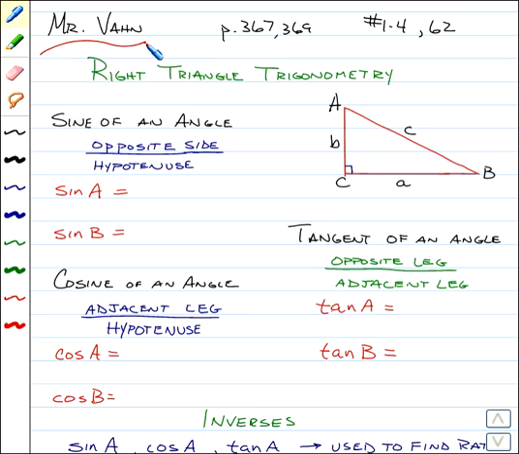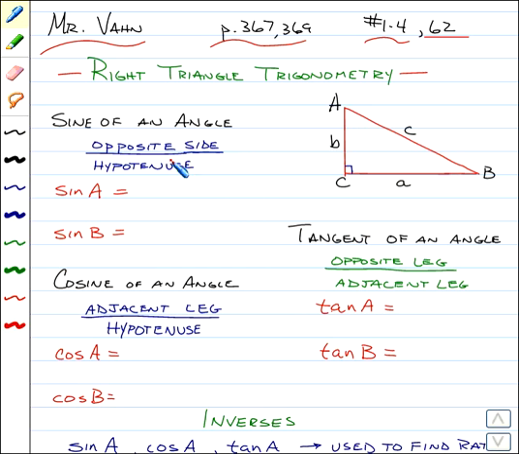Welcome everyone, I'm Mr. Vaughn, and I'm here to help with problems like 1 through 4 and 62 on pages 367 and 369. These problems involve the definitions in right triangle trigonometry. So we're going to go over the definitions basically of sine, cosine, and tangent and their inverse functions.